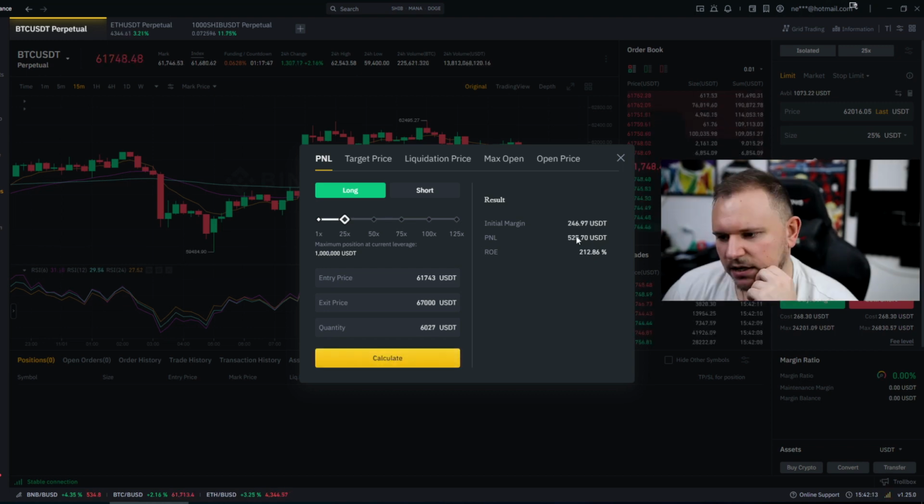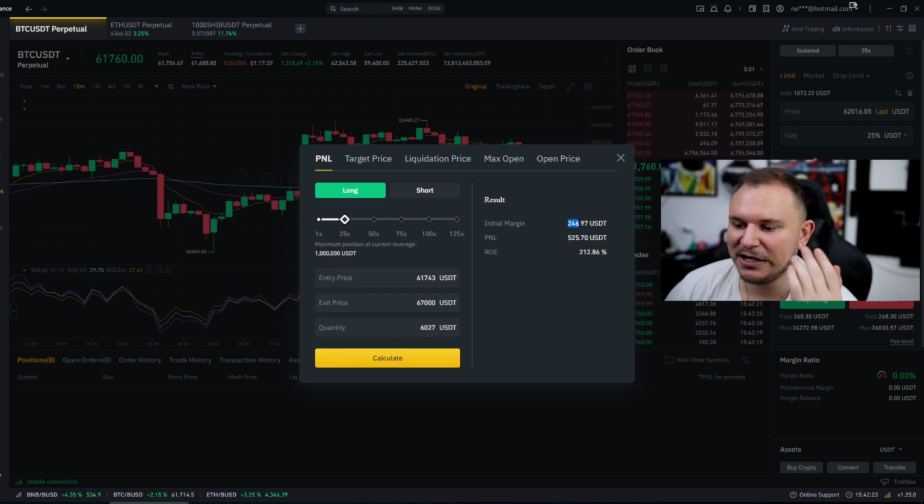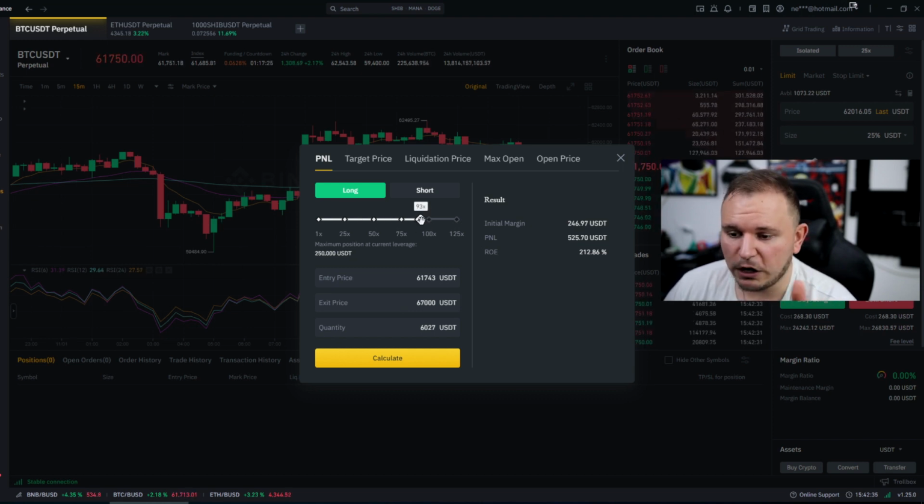6,027 USDT. And so my initial margin, my initial entry would be $246, and I would get over 200% from that, so 525 would be my profit plus the money that I have entered with. So 500 is just the pure profit. And this is a really good trade on 25x leverage, this is an amazing trade. But let's just, for argument's sake, say I want to do 100x leverage.